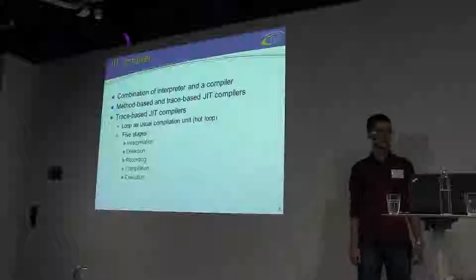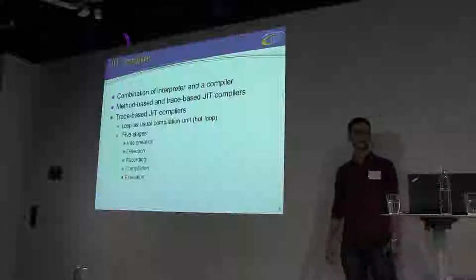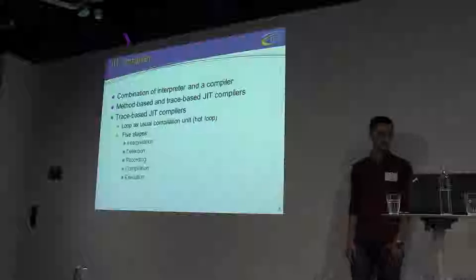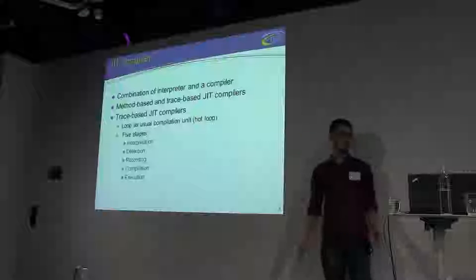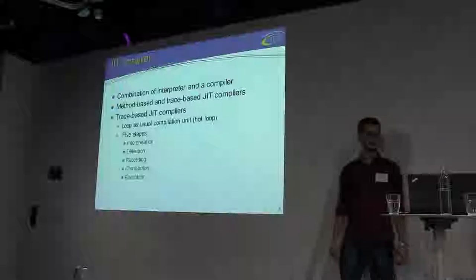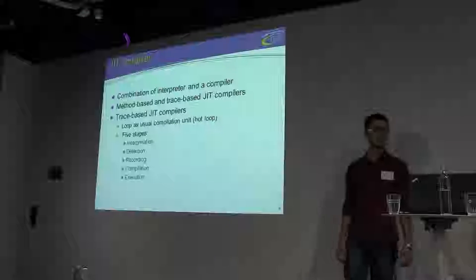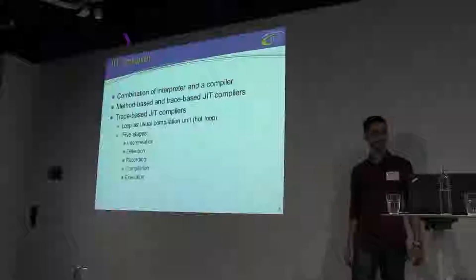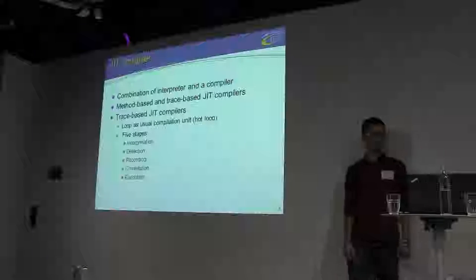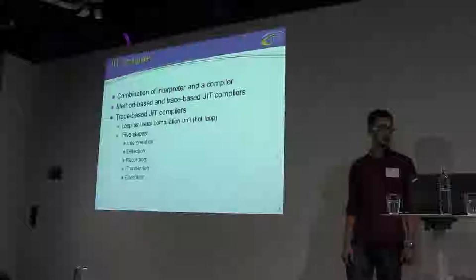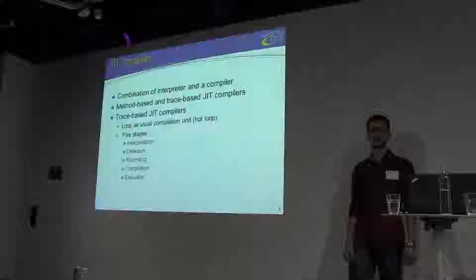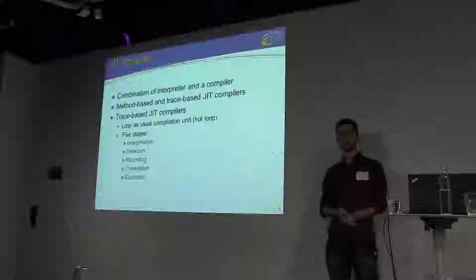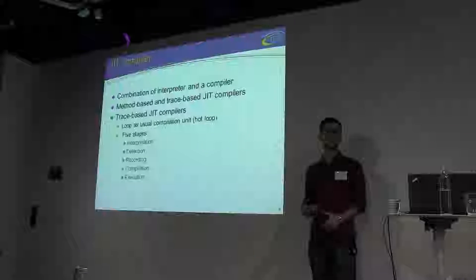Now I will tell something about JIT compilers. JIT compilers are a combination of an interpreter and a compiler. Today there are two main branches in JIT compilers, method-based and trace-based JIT compilers. LuaJIT is a trace-based JIT compiler, and I will say something about that type of JIT compilers. Trace-based JIT compilers have a trace as a compilation unit. A trace is actually code that is executed very frequently.